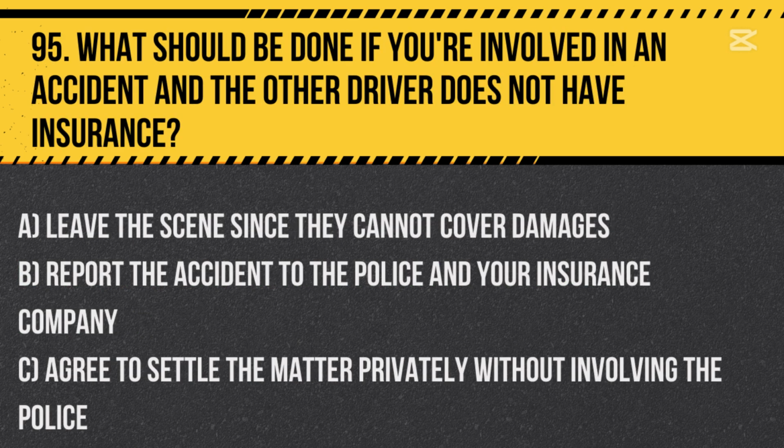Question 95. What should be done if you're involved in an accident and the other driver does not have insurance? A. Leave the scene since they cannot cover damages. B. Report the accident to the police and your insurance company. C. Agree to settle the matter privately without involving the police.